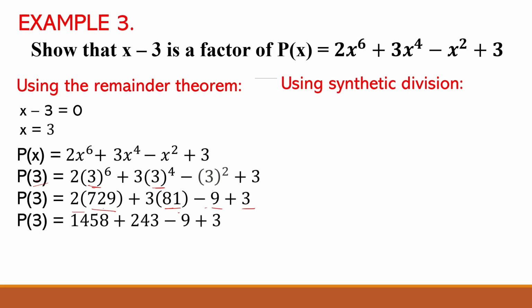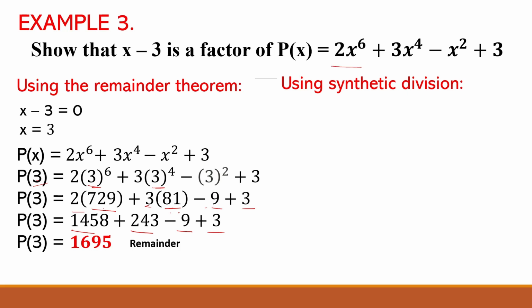And then simplify. 2 times 729, so that is 1,458. 3 times 81 is 243. Then you copy minus 9 plus 3. And simplify. 1,458 plus 243 minus 9 plus 3. So that is 1,695. So the remainder is 1,695. So using the synthetic division, i-check natin if the remainder is 1,695.